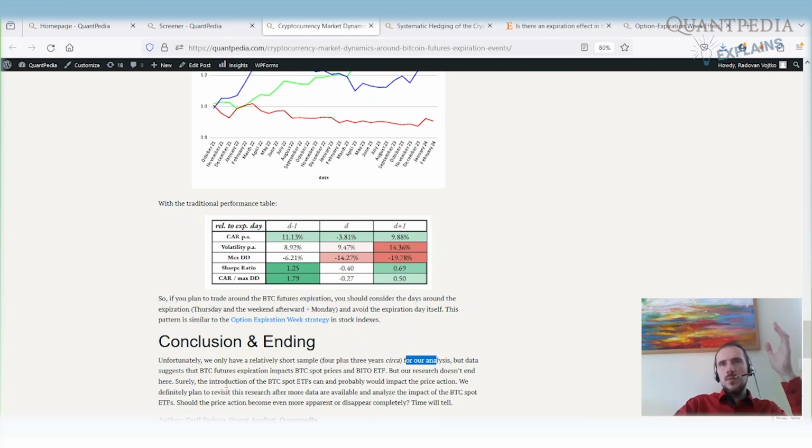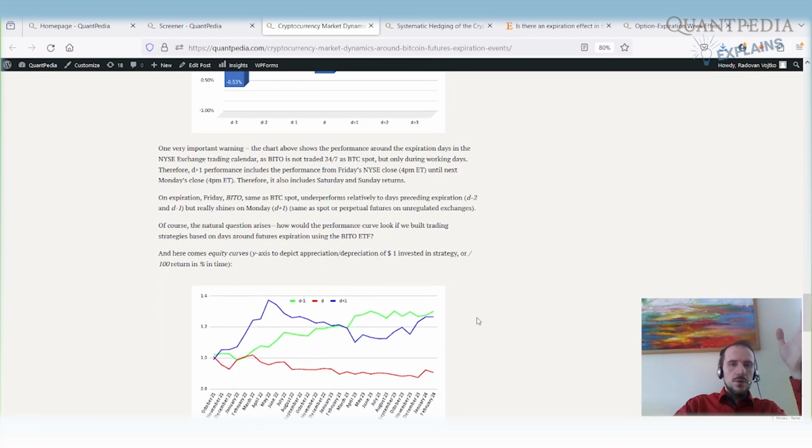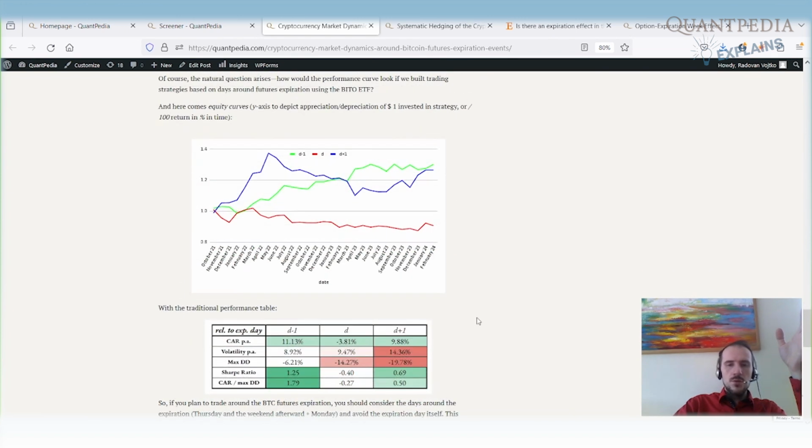Also, another risk can be that the price action can once again change, because in January 2024 the spot ETFs were introduced, and it's probable that those spot ETFs will also have some impact on the underlying price action. It's probably needed to monitor the performance around the expiration days for the next few months to see if the pattern, one day before the expiration is positive and one day after the expiration is positive, still holds, or if there is any change in the pattern due to the introduction of the Bitcoin spot ETFs.